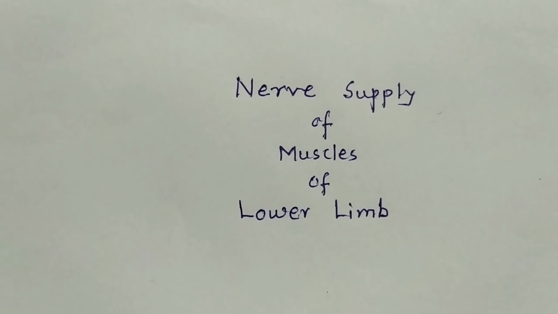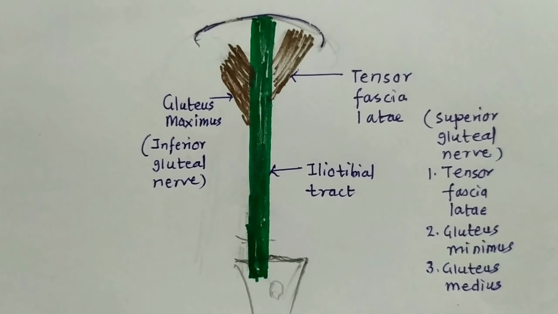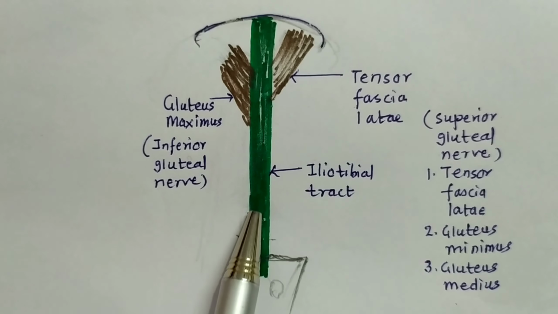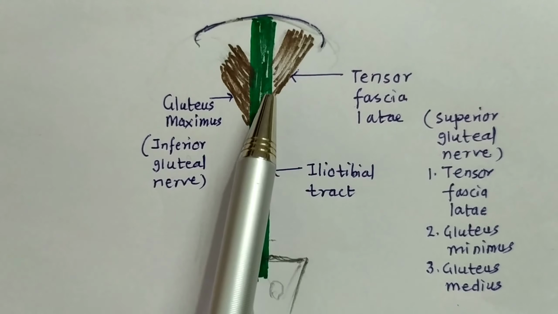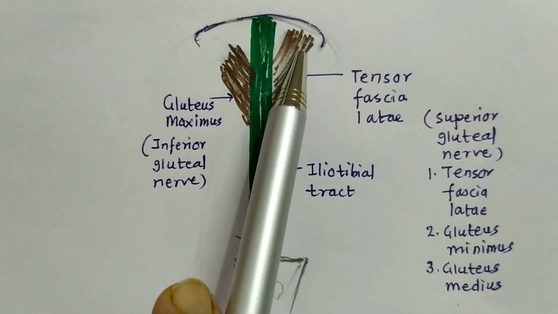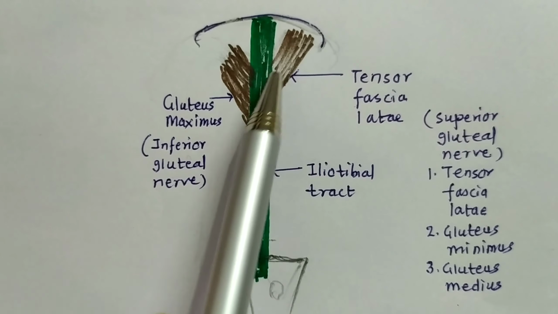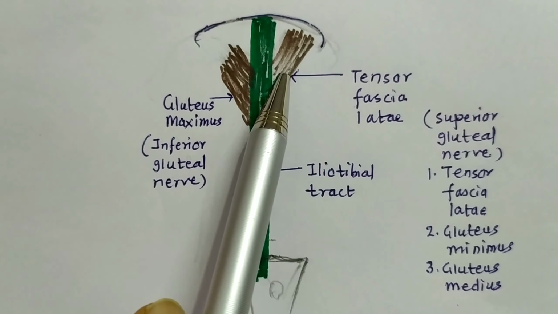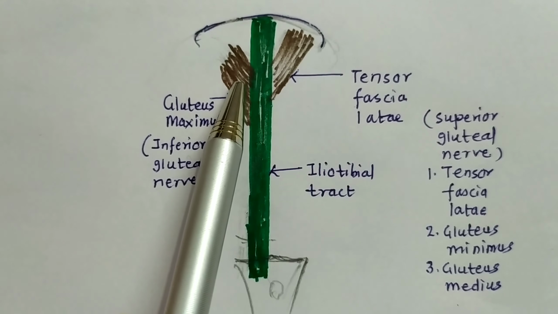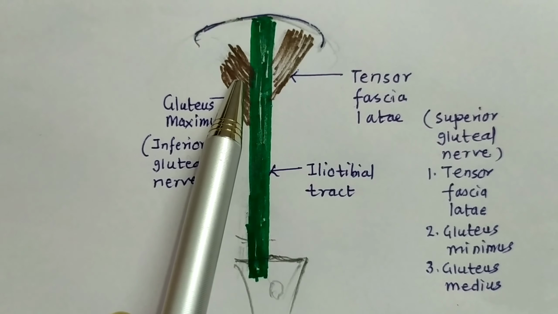Namaskar. In this video, we will see nerve supply of muscles of lower limb. The deep fascia of thigh is called as fascia lata, and it is thickened on lateral side of thigh to form the iliotibial tract. The iliotibial tract gives insertion to two muscles, anteriorly tensor fascia lata and posteriorly gluteus maximus. The tensor fascia lata is supplied by superior gluteal nerve, while gluteus maximus is supplied by inferior gluteal nerve.